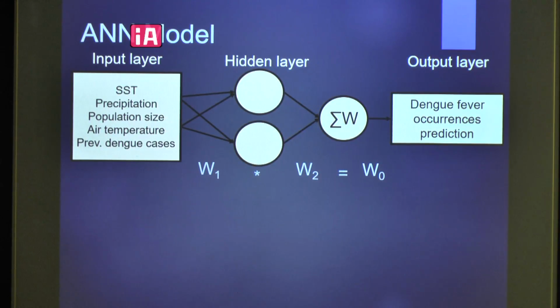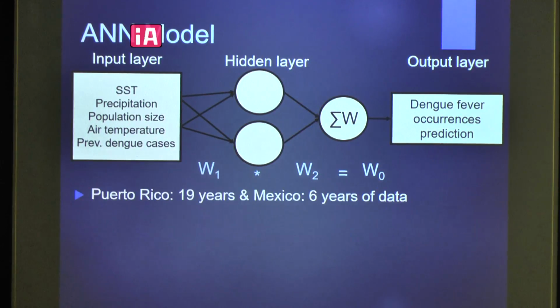Are they going to keep increasing? Are they going to decrease? And why is that going to happen? And then my output layer are the predictions for dengue fever occurrences in these 2 locations. In terms of the data, for Puerto Rico, I had 19 years of data, and for Mexico, there were 6 years of data available.